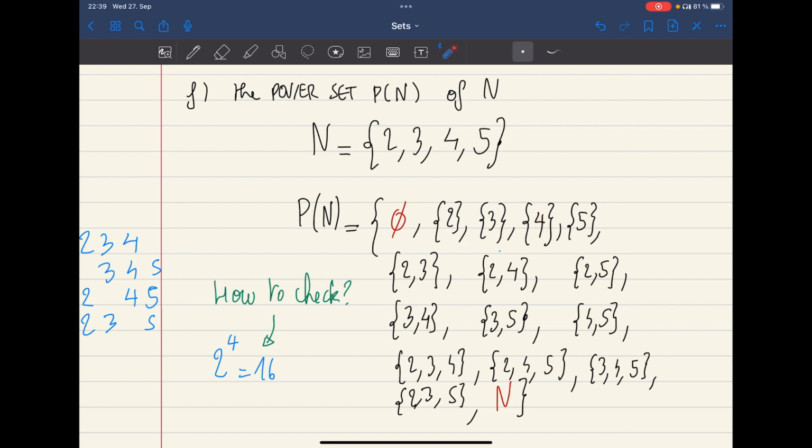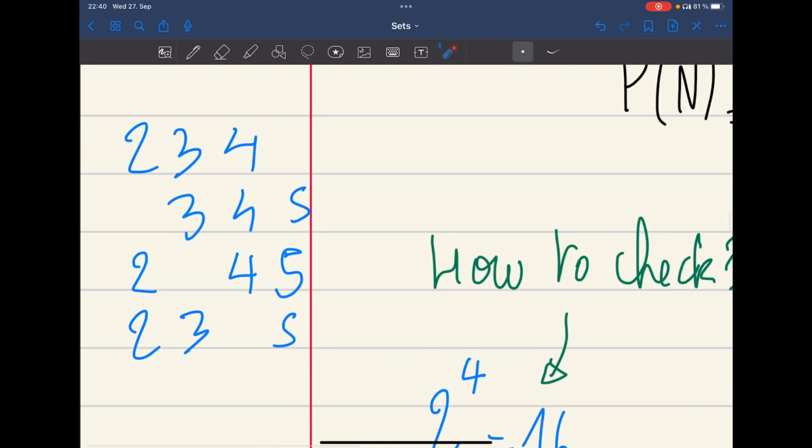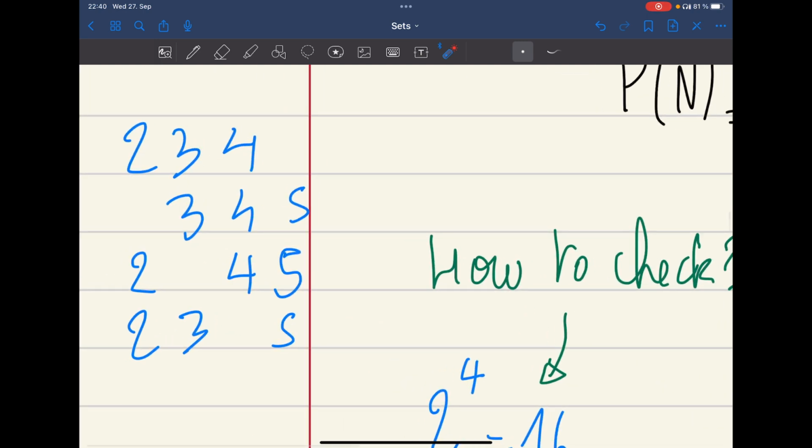Now with two elements: 2 and 3, 2 and 4, 2 and 5, 3 and 4, and 4 and 5. These are there. Now the subsets with three elements: 2, 3, 4, 3, 4, 5, etc. A way to not forget them is I write somehow 2, 3, 4, and I look, okay, I put nothing here, now I'm gonna put something here, like that.